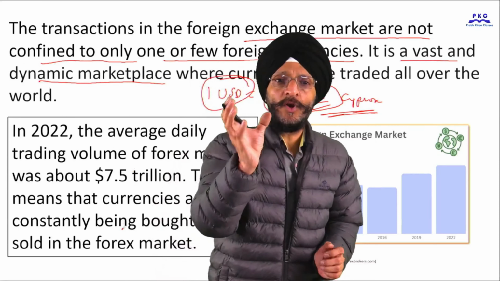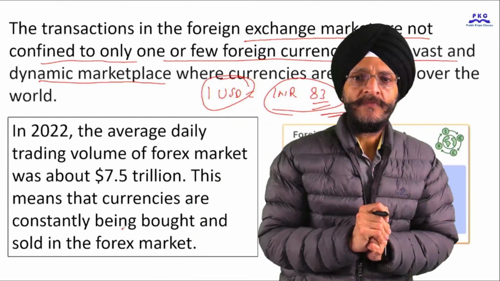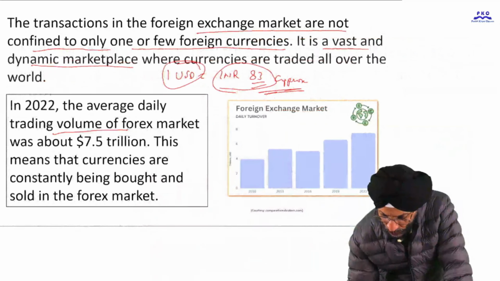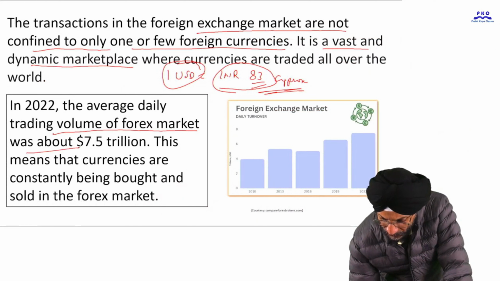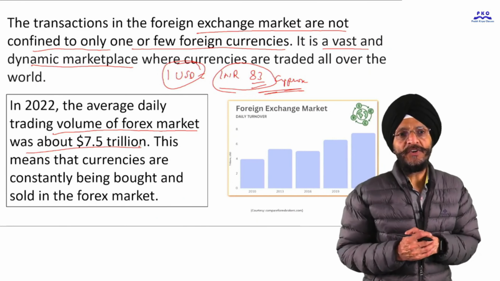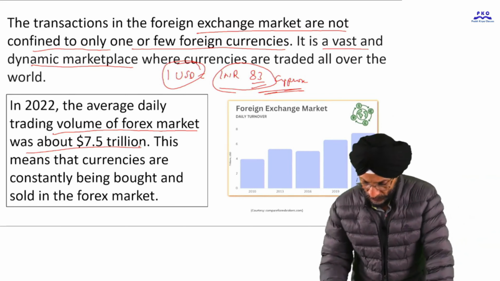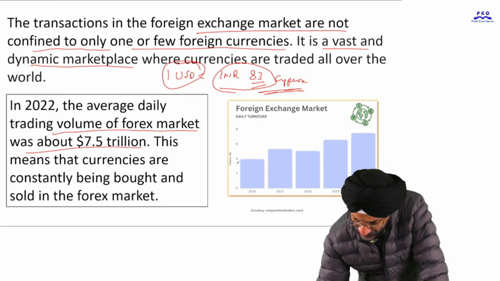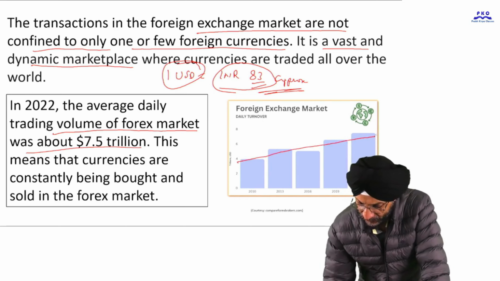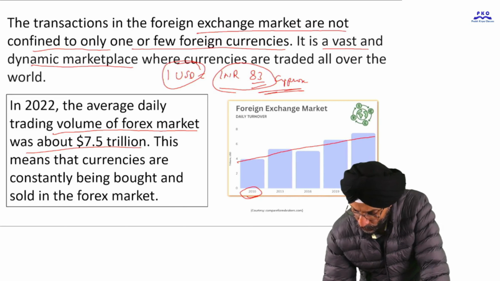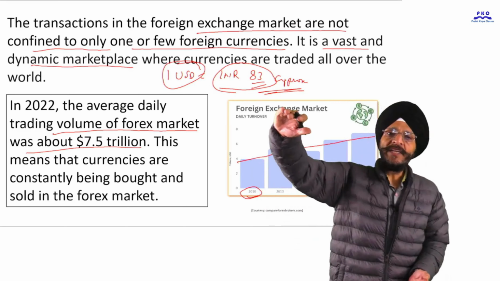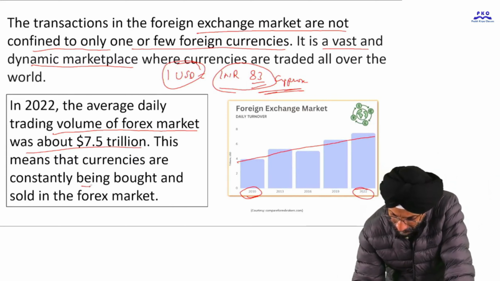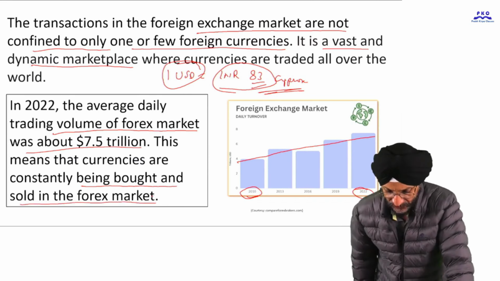Now, what is the volume of the transactions? There is a huge volume of transactions. In 2022, the average daily trading volume of the forex market was about 7.5 trillion dollars. You can see from the figure that the daily turnover of the foreign exchange market is increasing year by year from 2010 to 2022. It is continuously increasing. This means that currencies are constantly being bought and sold in the forex market.